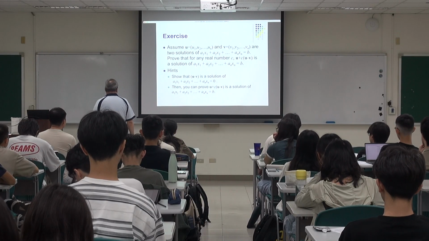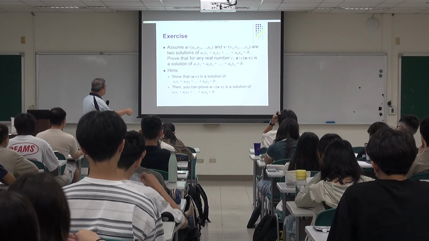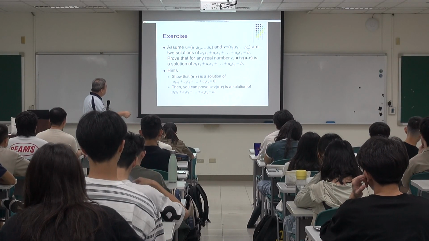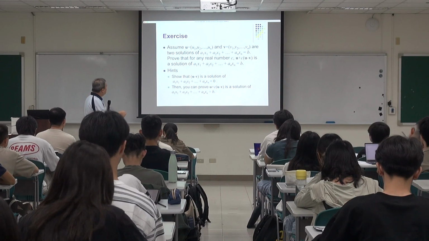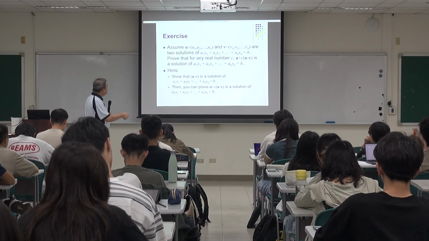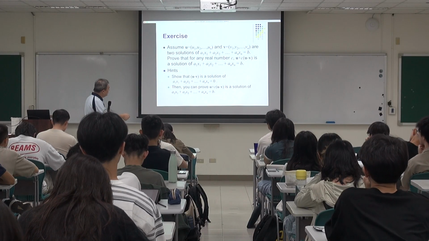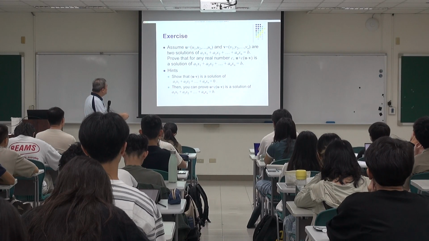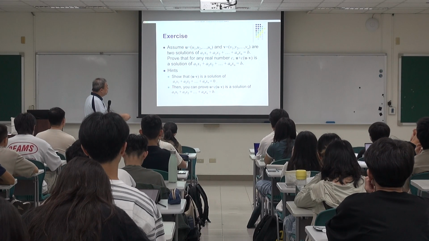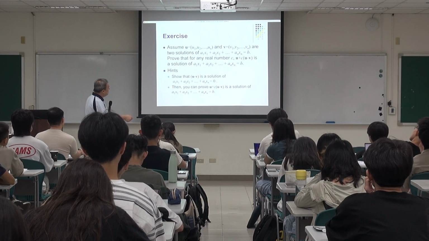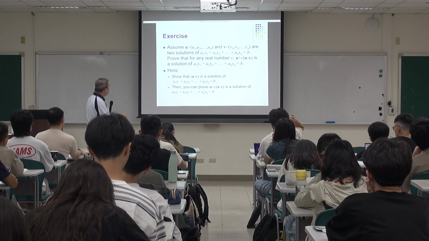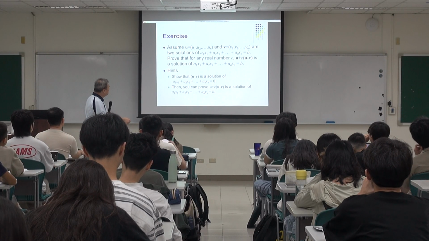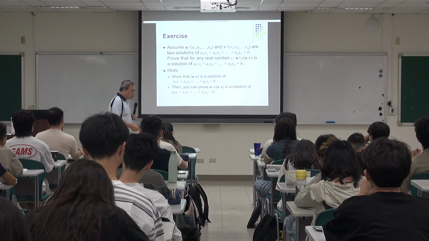So assume u equals u1, u2, up to un, and v equals v1 to vn. We have two vectors, two solutions of a1 x1 plus a2 x2 plus and so on plus an xn equals b. We want to prove that for any real number c, u plus c times (u minus v) is a solution of a1 x1 plus a2 x2 plus and so on plus an xn equals b. How do we do it?